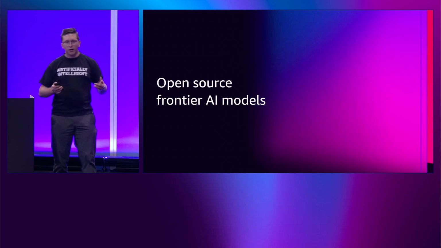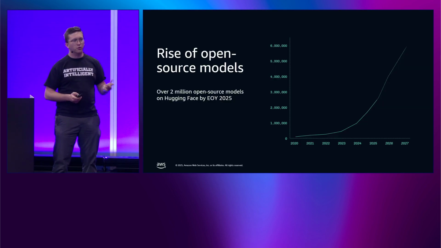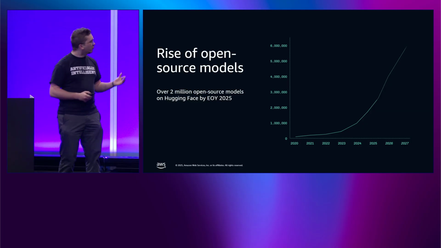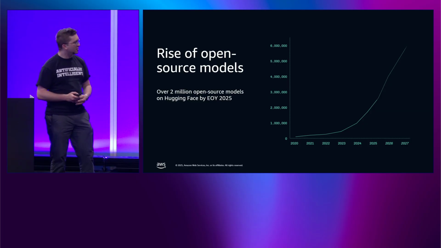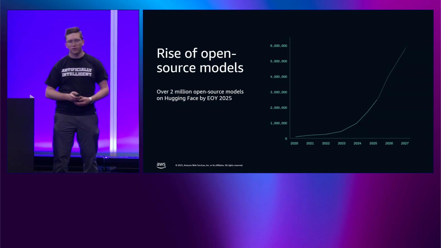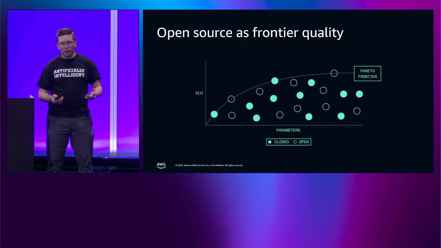So, why did we build this? Why does all of this exist? It really starts with open source frontier AI models. And today, there are well over 2 million open source models on Hugging Face. This is up from just a few tens of thousands 4 or 5 years ago. And with these models, it's not just about the number, it's about the quality.